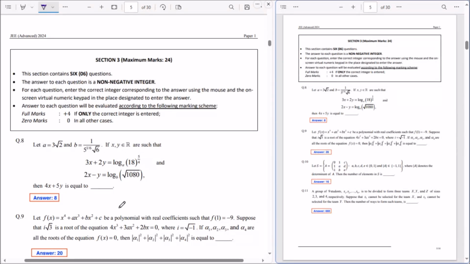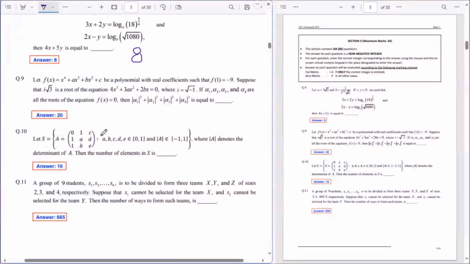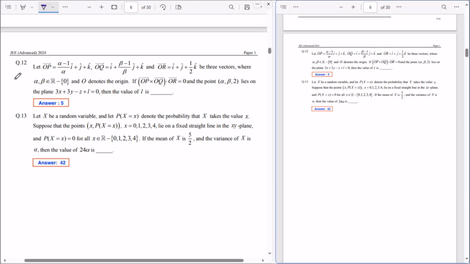Question 8. The correct answer is 8. Next, question 9. Answer is 20. Question 10. Correct answer is 16. Question 11. The correct answer is 665. And question 12. The answer is 5. Question 13. The correct answer is 42.